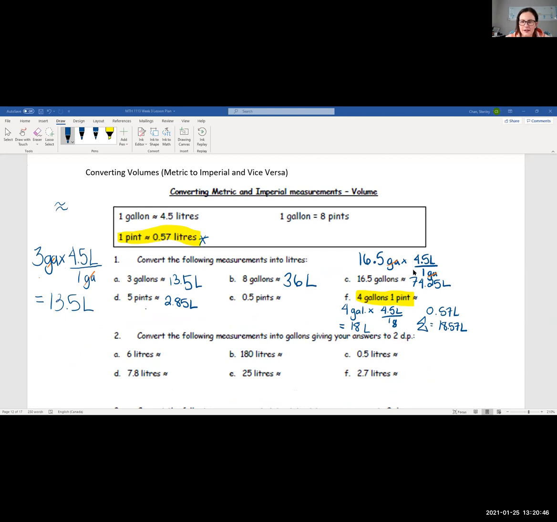So what's going on in the chat? There is a question here. Will the conversion factors be provided on the tests? Yes, I'm not asking you to memorize conversion factors. I will be providing the conversion factors on the tests.